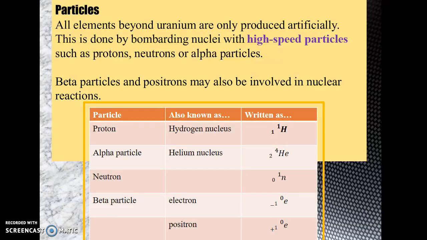Just to remind you what these particles look like and how they're written: the hydrogen nucleus is written 1 1 H or 1 1 P. The helium nucleus is written 4 2 He or 4 2 alpha. A neutron is written 1 with a 0 beneath it, N. Sorry, my writing doesn't quite line up. A beta particle is 0, -1, with the negative in front of the 1, E, or 0, -1, curly B, and a positron we won't really use.